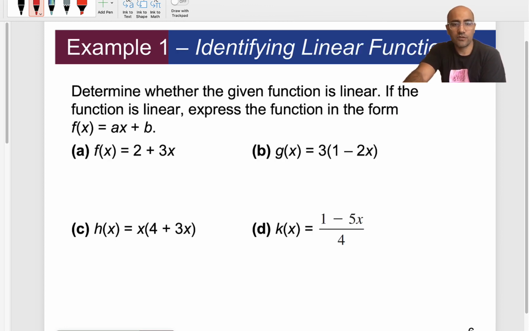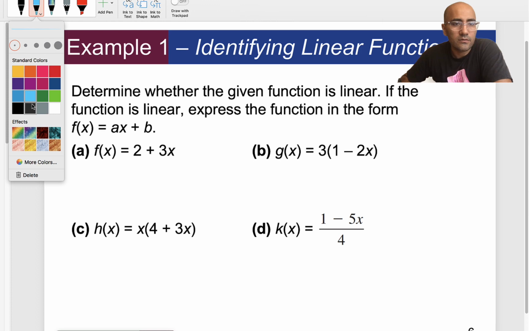Determine whether the given functions are linear. Okay, all we have to do is manipulate them and see if we can get them to fit this form, and if they can be, then they are linear. So this should be pretty easy. Let's go back to blue here.